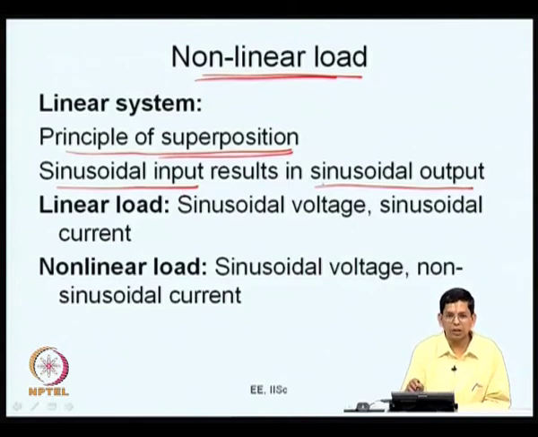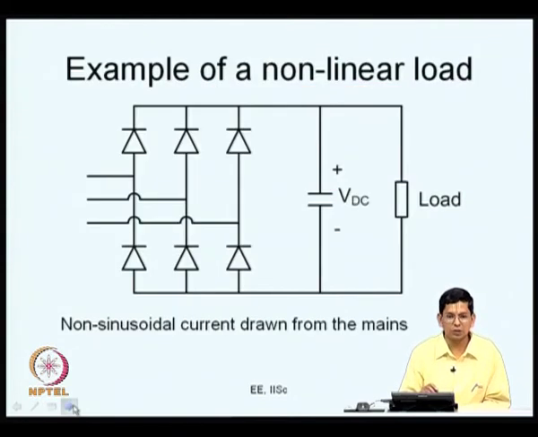So, a linear system, for sinusoidal input, should have sinusoidal output. Going by that, what do you mean by a linear load? For a sinusoidal voltage, which you normally have, it must draw sinusoidal current, then it is linear. If it draws non-sinusoidal current, then the load is non-linear. An example of a non-linear load is what we started our discussion with, namely a diode bridge. This draws currents which are peaky, as we just saw. This is not sinusoidal, so this is an example of a non-linear load.